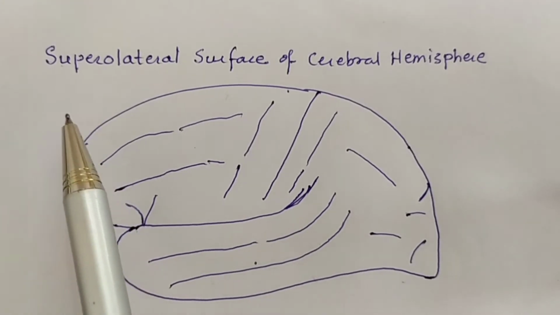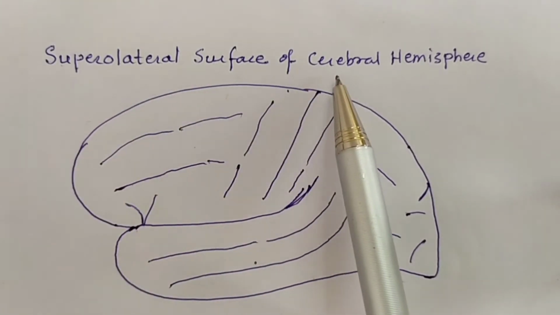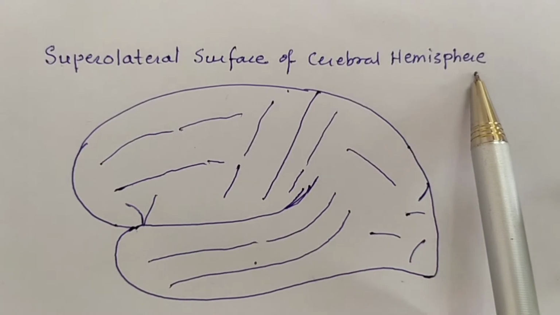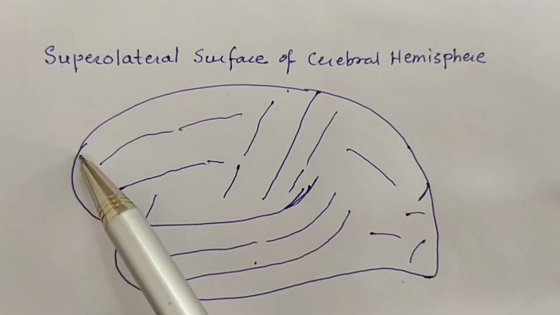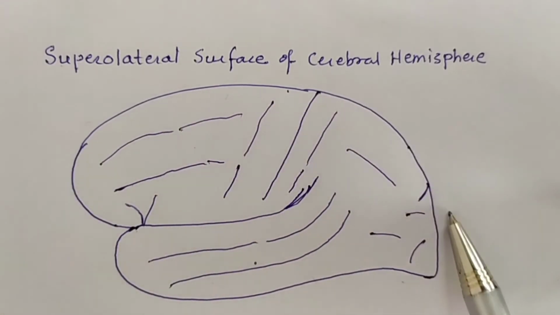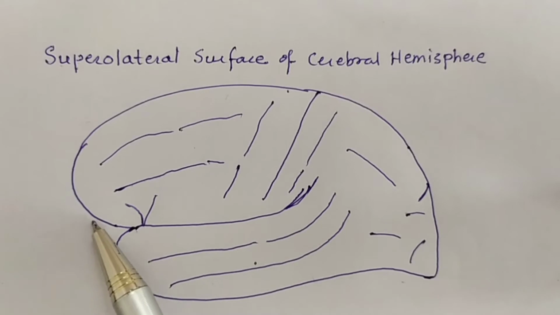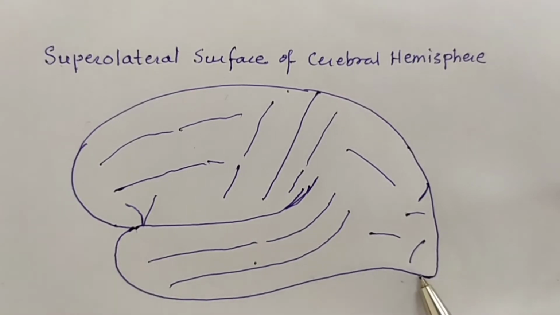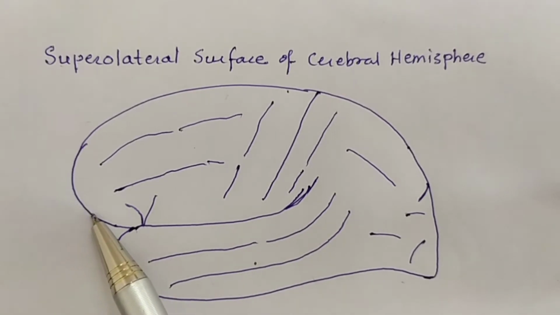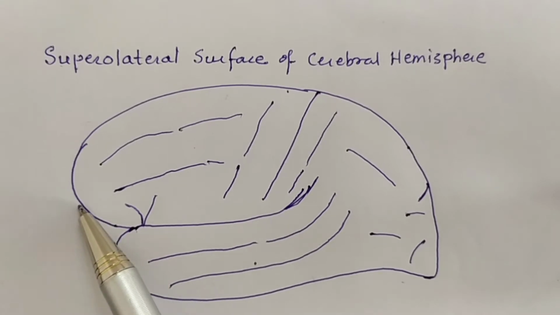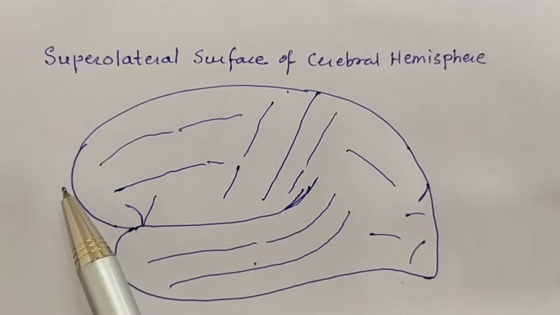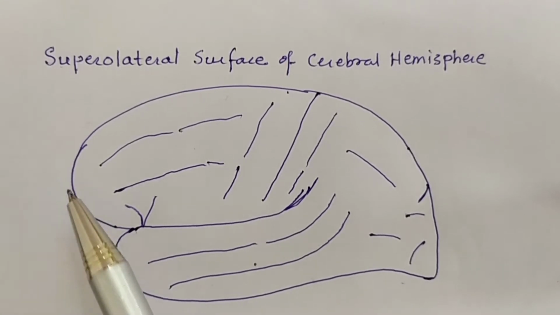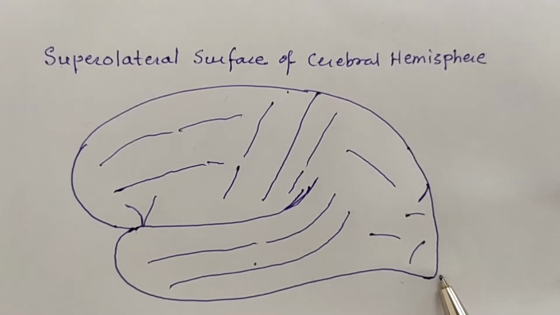Namaskar. Today we will see the superolateral surface of cerebral hemisphere. The superolateral surface lies between the superomedial border and the inferolateral border. The anterior part of inferolateral border is called as superciliary border. This surface shows three poles: the frontal pole, the temporal pole, and the occipital pole.